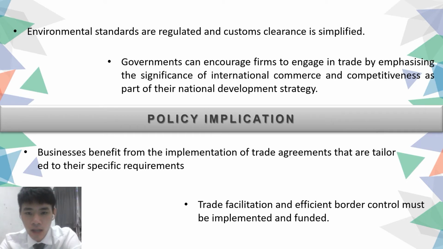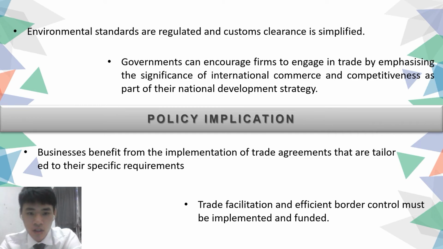Companies are more likely to join global value chains because trade facilitation makes it easier for them to get foreign production parts. In addition, businesses benefit from trade agreements that are made to fit their needs. In order to do this, they have promised to protect and expand the rights of workers and intellectual property to get rid of any barriers to entry from other regions. Standards for the environment are also set, and clearing customs is made easier.